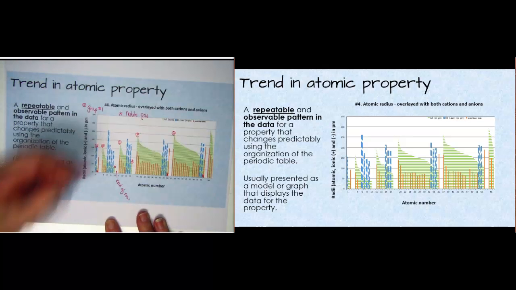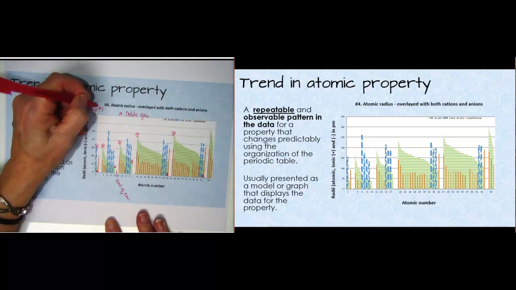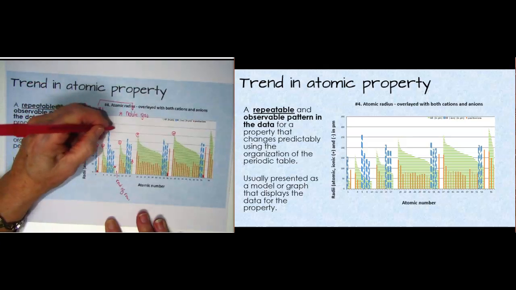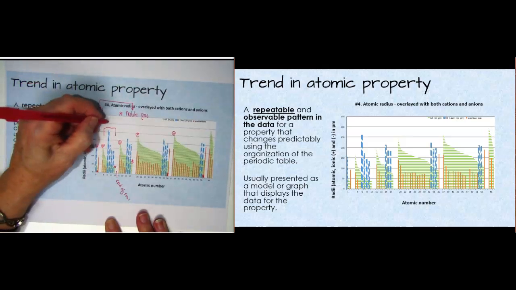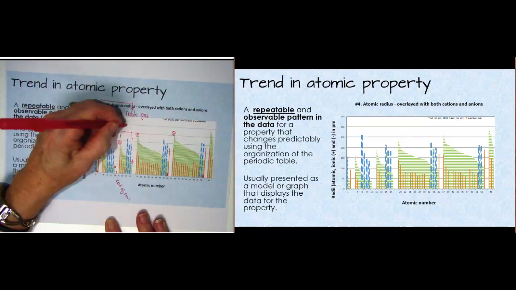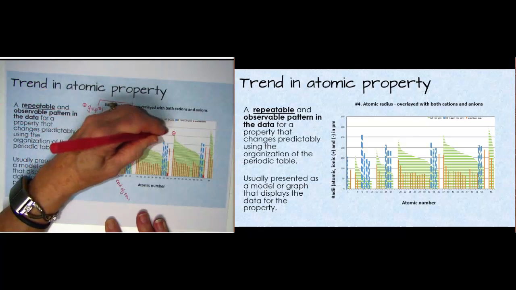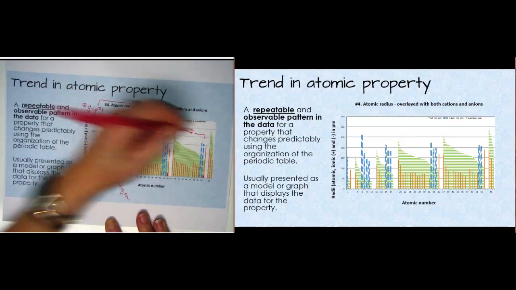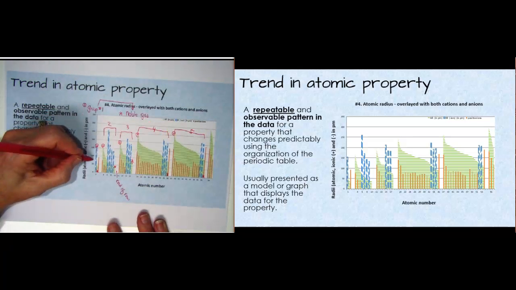So a period is from group 1 to the noble gases. So this is a period. This happens to be period number 2. This is period number 3. Period number 4. Period number 5. We got period number 1 right there.